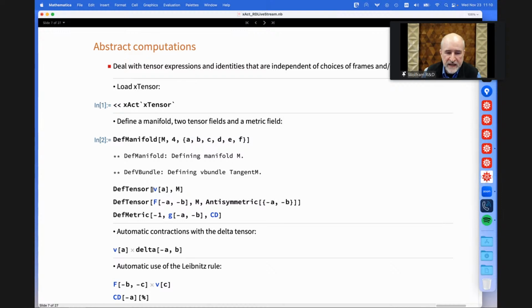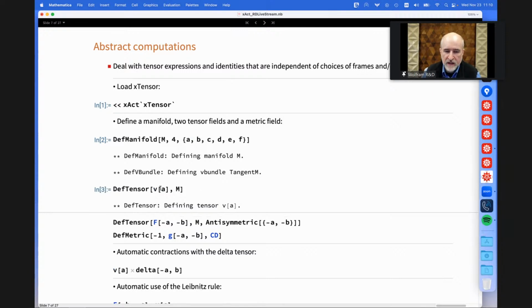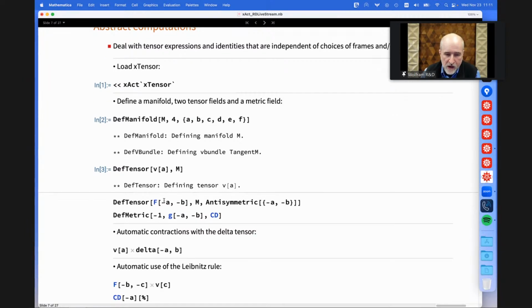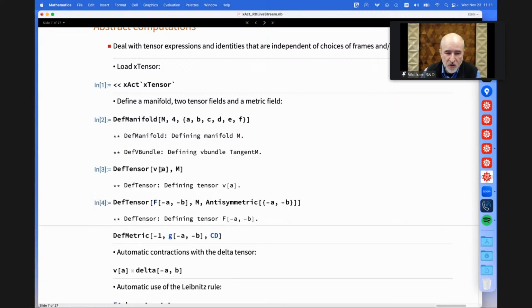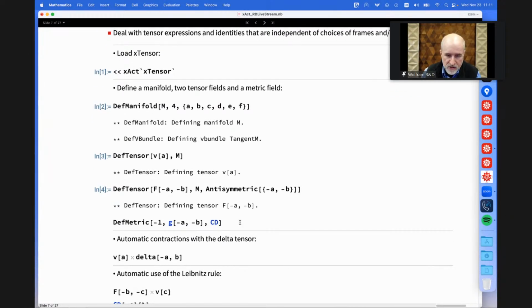For example, how do we define a vector field? This is a vector field because it has just one index. So V is now a vector field on the manifold M. Notice how I used a. Now I'm going to use minus a and minus b. As is fundamental in general relativity, we distinguish contravariant vector fields and tensor fields from covariant ones, in which the indices have a minus in front. This is now a rank 2 covariant tensor field on the manifold M, and it's antisymmetric in the indices minus a and minus b.